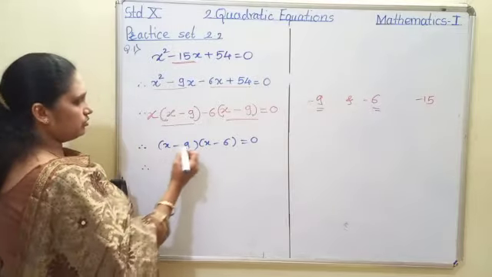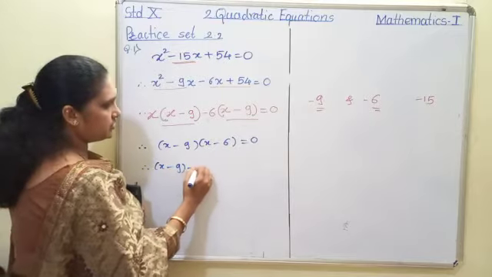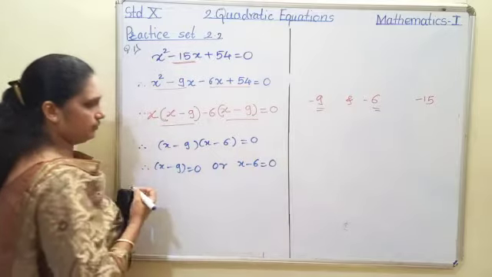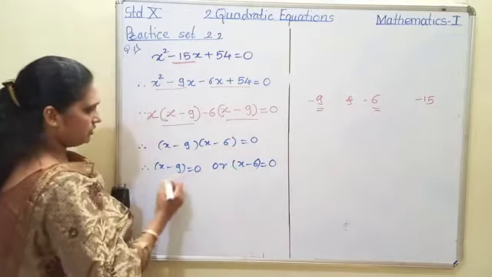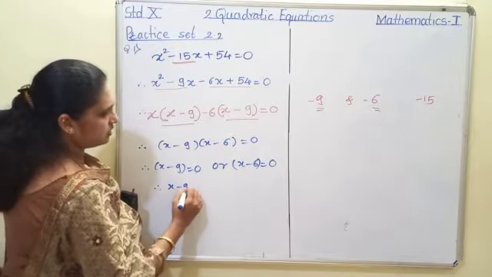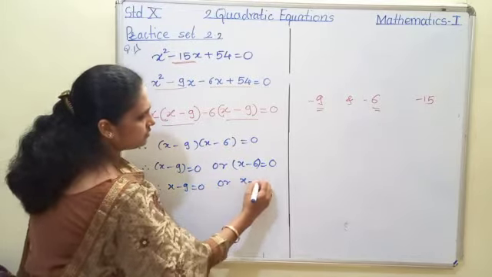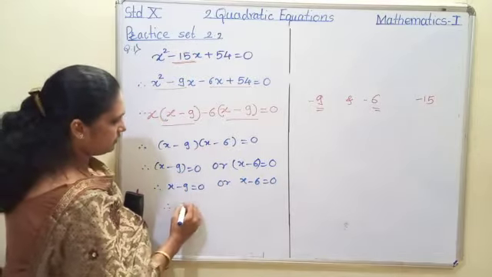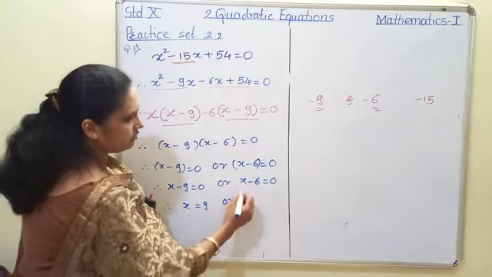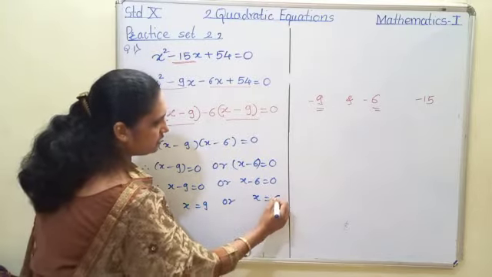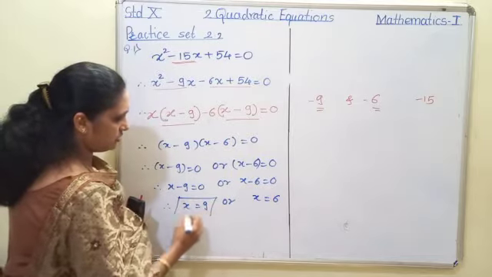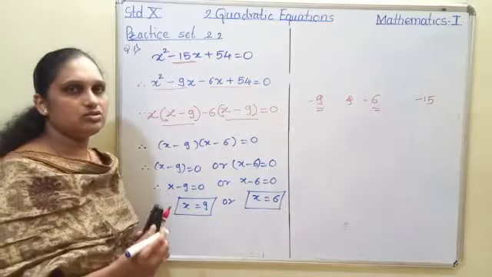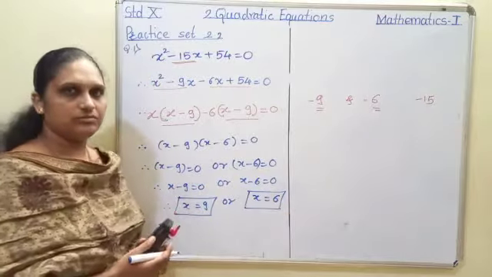So x minus 9, that is the first number, equal to 0, or the second number equal to 0. Now I'll solve the brackets first. Therefore x minus 9 equal to 0 or x minus 6 is equal to 0. Minus 9 shifted to the other side is plus 9, or minus 6 shifted to the other side is plus 6. So x is equal to 9 and x is equal to 6. These are the roots of the given equation. Now let's see the next sum.